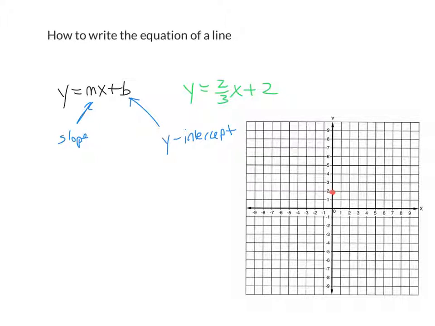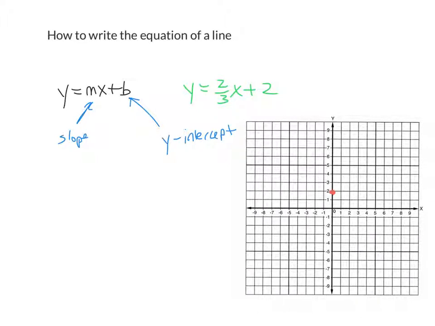And in other words, the top number tells you how much you're going up or down, and the bottom number tells you how much you're going to the right or left. If the top is positive, that means you're going up. If the top is negative, that means you're going down. If the bottom is positive, that means you're going to the right. And if the bottom is negative, that means you're going to the left. So again, in this case, we are going up 2 and then over to the right 3.